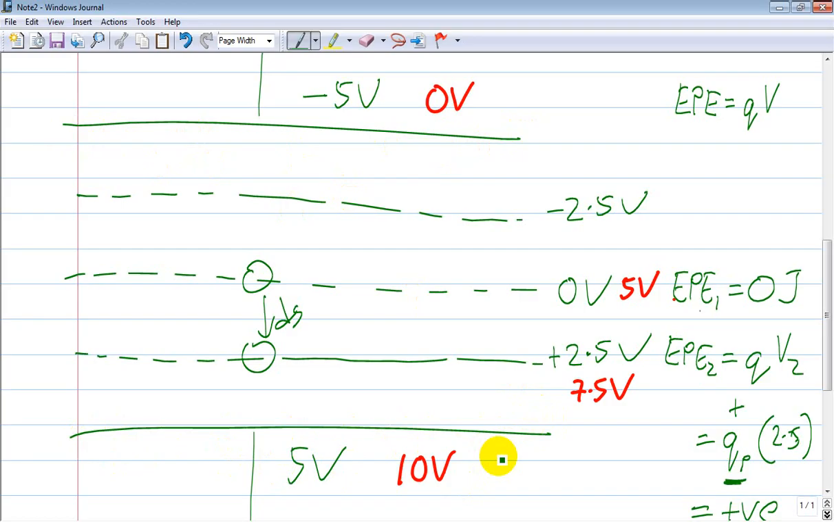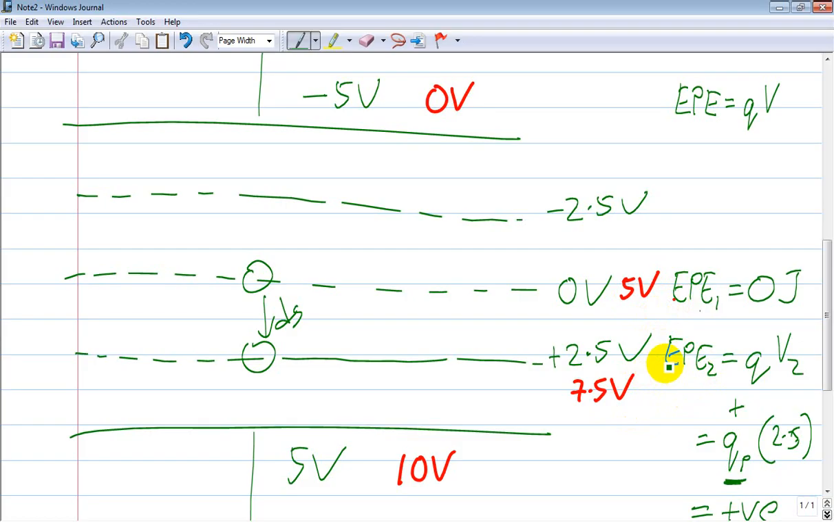So if we choose 0 and 10 instead, the midpoint would be 5, and this would be 7.5. If I find EPE here, it will be Q times 5. If I find EPE here, it will be Q times 7.5. Again, we take final minus initial: 7.5Q minus 5Q gives 2.5Q. And remember Q is a positive charge, so again the change in EPE is still positive.